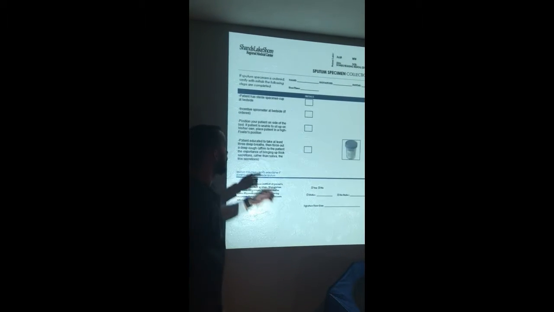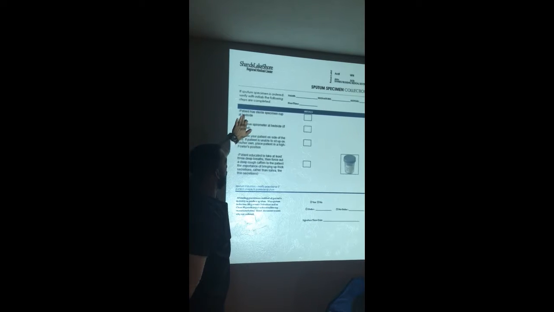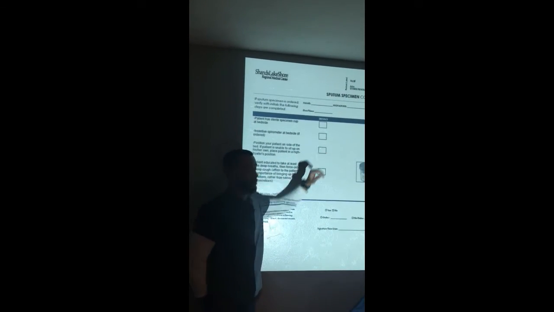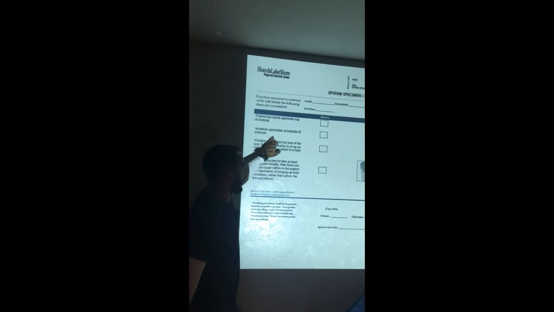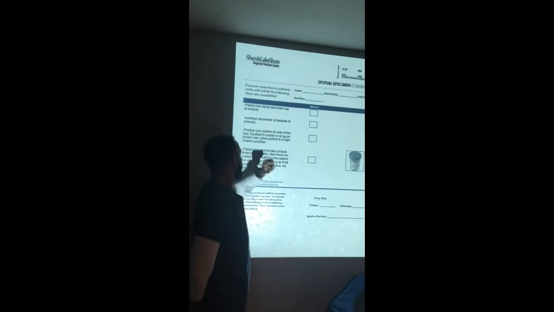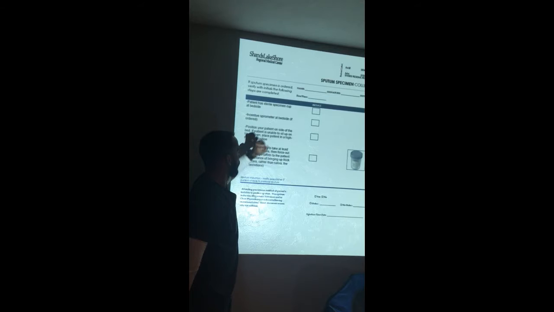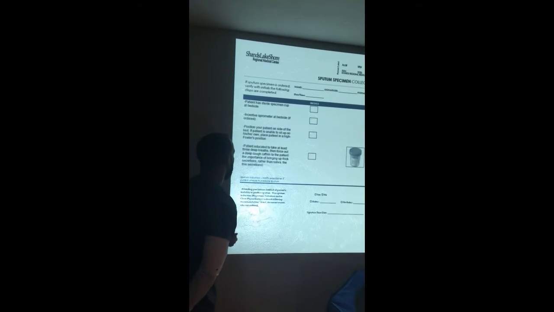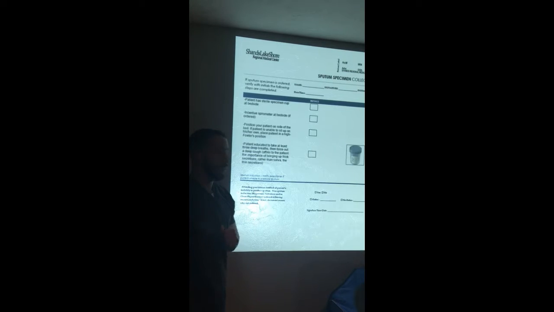The nurse has verified that the patient has a sterile specimen cup at bedside. Go ahead and put your initials there. The incentive spirometer at bedside, initials there. Position your patient on the side of the bed. If the patient is unable to sit up, place the patient in a high Fowler's position.